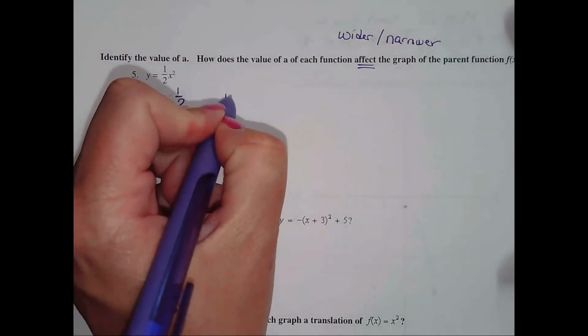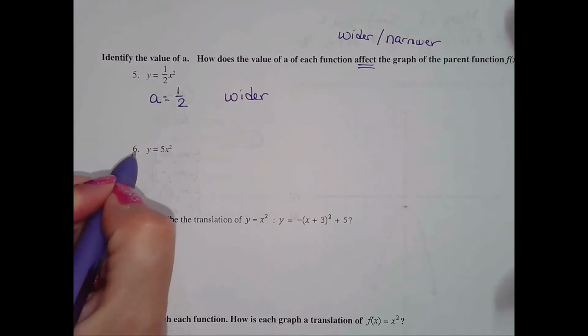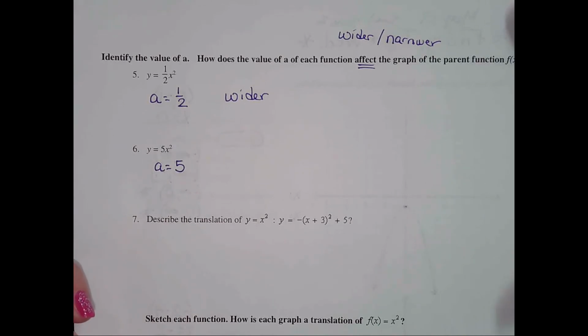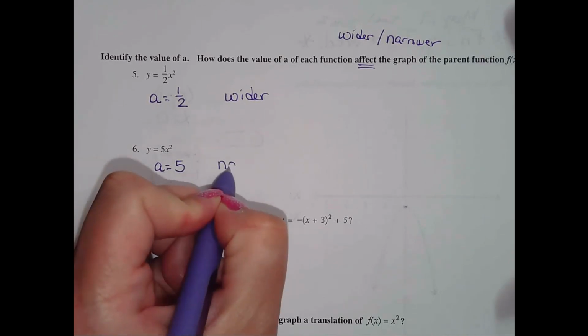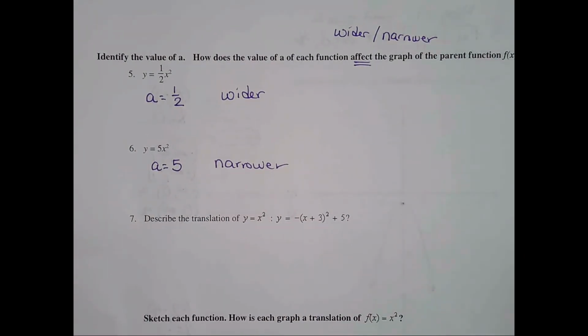Wider, because it's a smaller number. It's the opposite of what your brain kind of wants it to do. For number 6, the A value is 5. Wider or narrower? Narrower. And that's all you had to do for those. Done. The rest of this has to do with the translations, which is what we did on Tuesday and Wednesday. Did we move left, right, up, down, how much, pretty much?